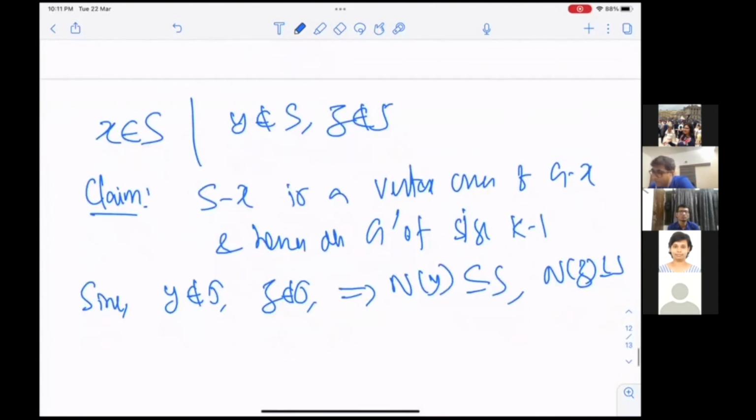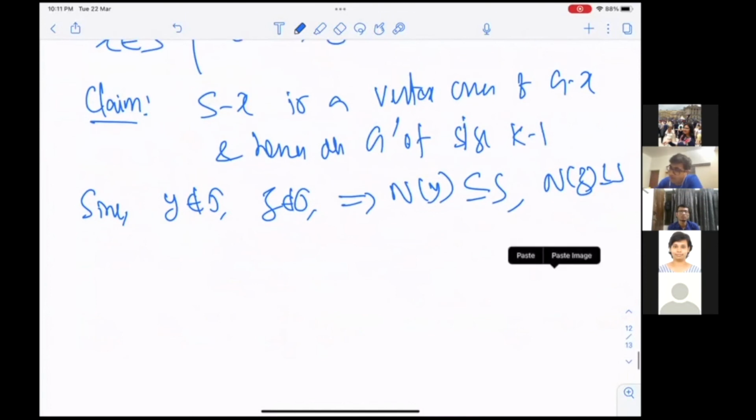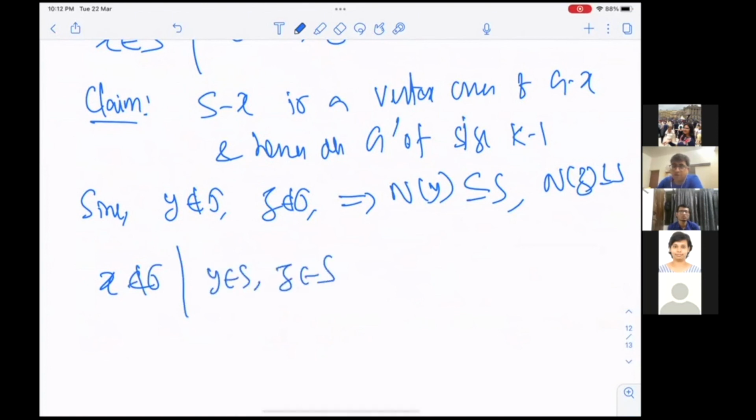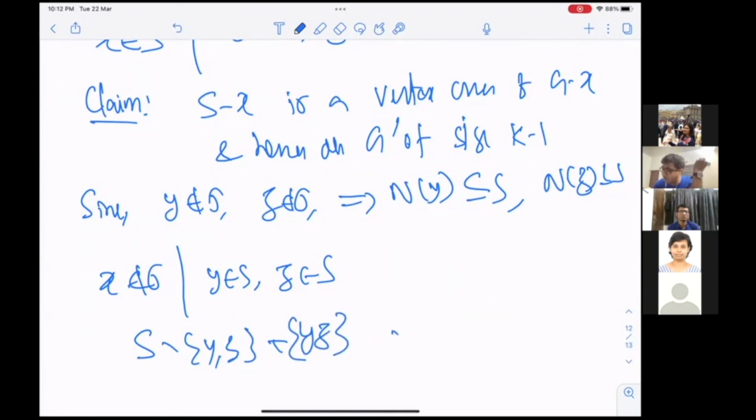Okay, now look at the case when X does not belong to S. Then what happens? Y belongs to S and Z belongs to S. Right? Then what are they going to do? S minus Y, Z plus single vertex YZ. That is a vertex cover of size K minus 1. You deleted 2 guys, added 1 guy. So we were smart here.